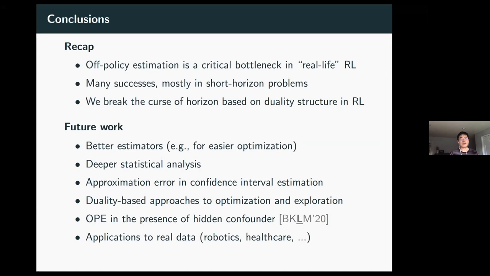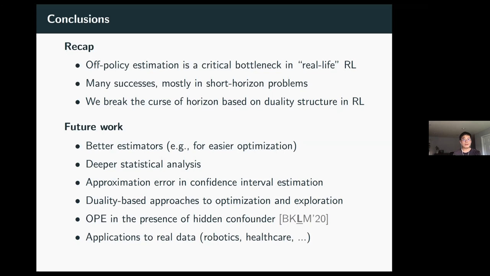In the future, there are many interesting directions to explore. One is to obtain better estimators, better in the sense that the estimators are easy to optimize. Some of these methods in the published work are in the form of a minimax optimization, which makes them hard to optimize, so the first problem I think is important. The second is a deeper statistical analysis to understand how much data we need for the estimator to converge to a reasonable accuracy. There are many other things like approximation error and also how to use the duality-based approach for model training and optimization. Some work has been done, but I think more can be done in this space.